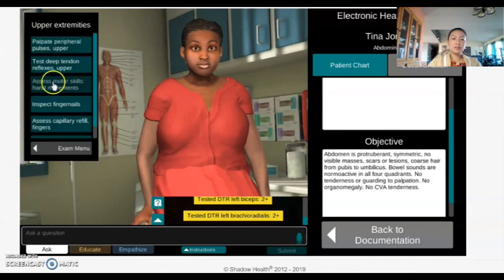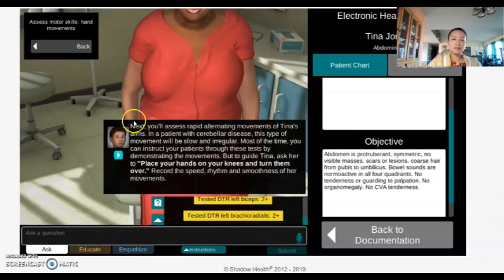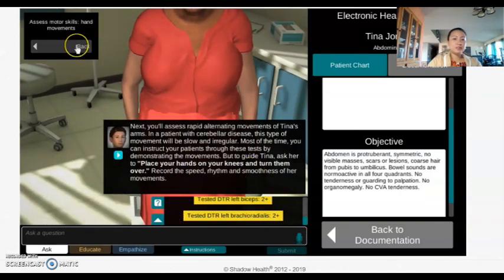Okay, now I am going to assess the hand movements, and I will ask Tina to place her hands on the knees and turn them over so that I can check the speed, the rhythm, and the smoothness of her movements.